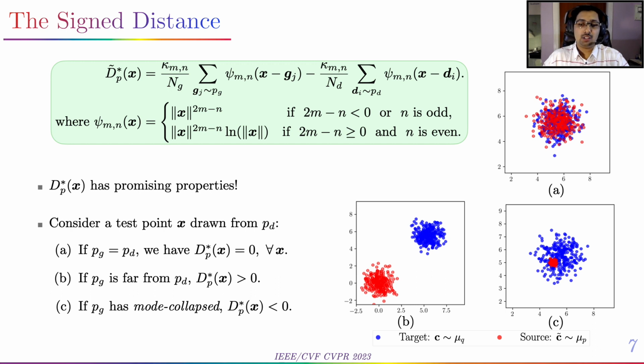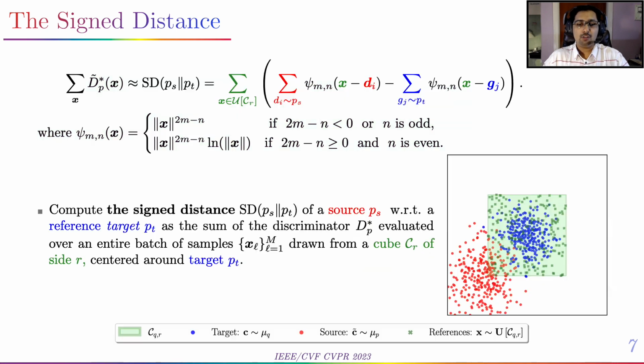The function is positive when the source is far away from the target, as seen in B, and the function is negative when the source has mode collapsed into the target, as seen in C. The scenario for mode collapse also represents a scenario where the source would have less diversity in samples compared to the target.